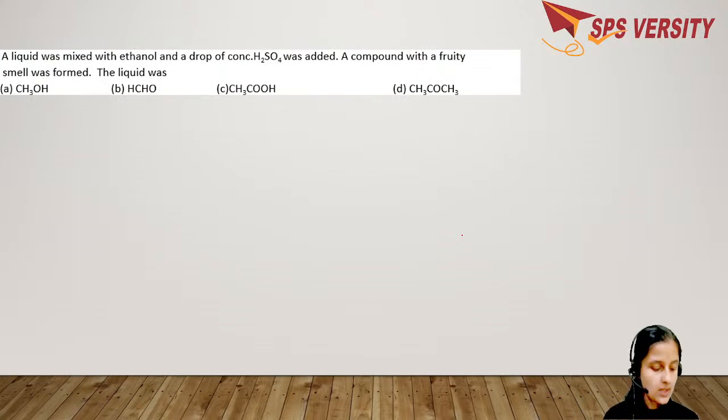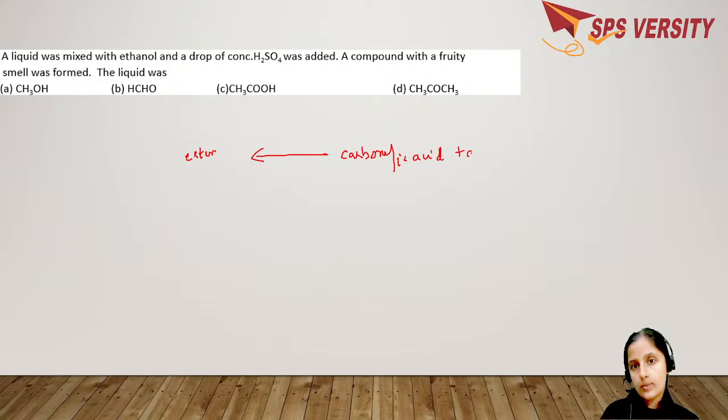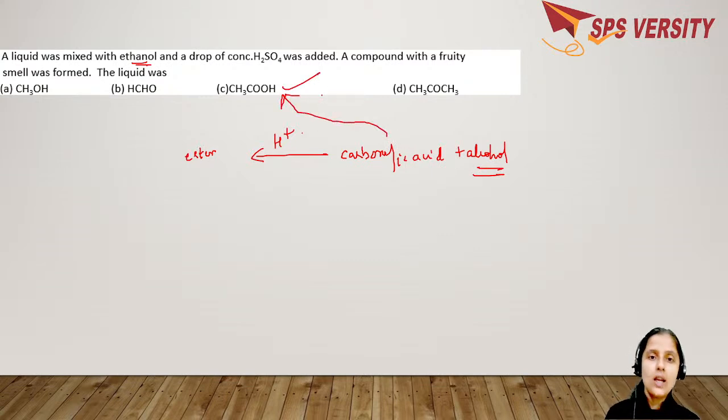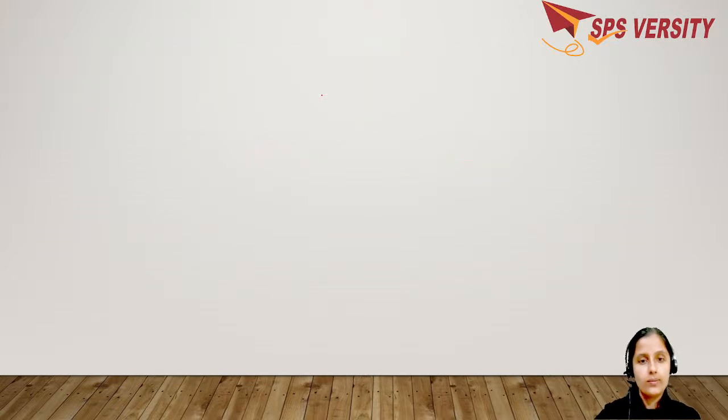A liquid which is mixed with ethanol and a drop of concentrated sulfuric acid, and a compound with a fruity smell is formed. So it is the ester which is being formed from a carboxylic acid and an alcohol in the presence of acid catalyst. So the liquid was mixed with ethanol. So one is alcohol. Which is the other one? It should definitely be the carboxylic acid, so that you get the ester after the reaction.